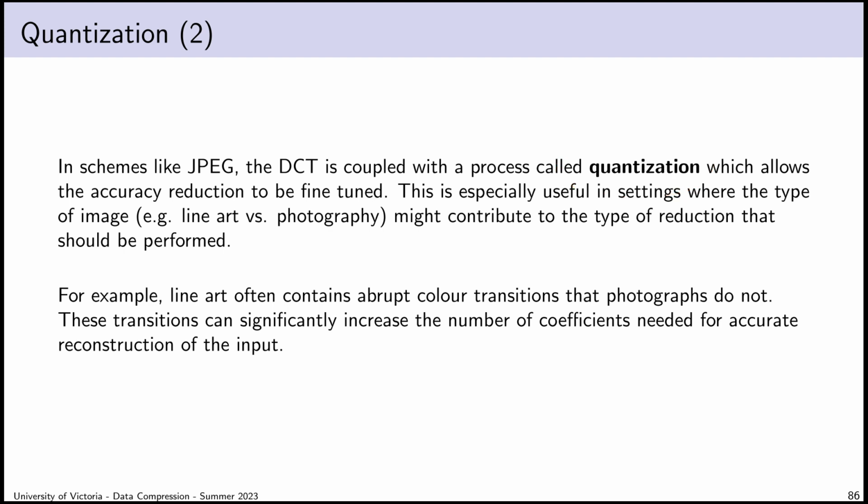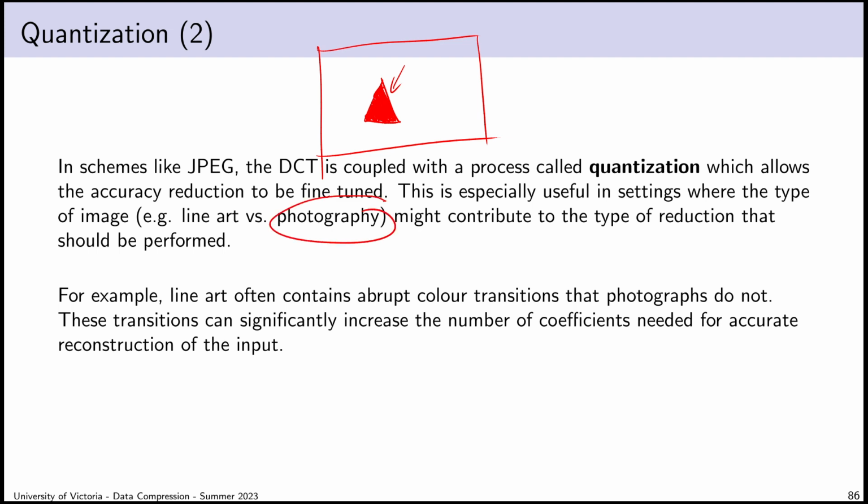The reason why quantization is helpful is that it allows us much finer-grained control over what information we throw away. That's helpful because, depending on your setting, you might need to make different adjustments to accommodate the parameters of your input. The properties of an image can differ depending on the type of image you're working with. If I'm working with line art, that is to say, well-defined shapes that I might draw, in line art it's pretty common to see abrupt transitions between, say, a red triangle and the white background. And that means that how color transitions happen could be way different than they are in photography.